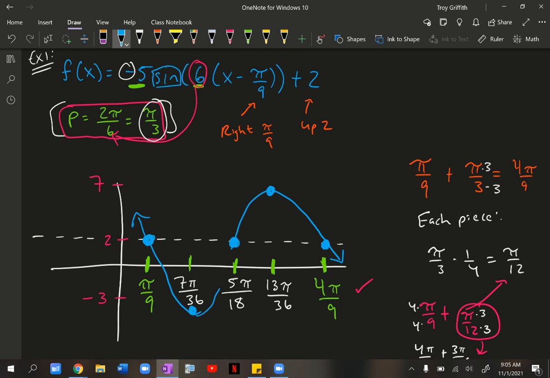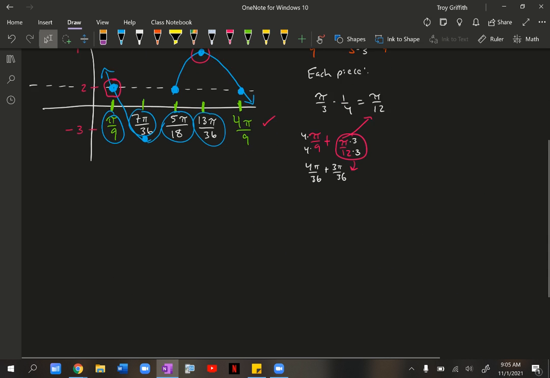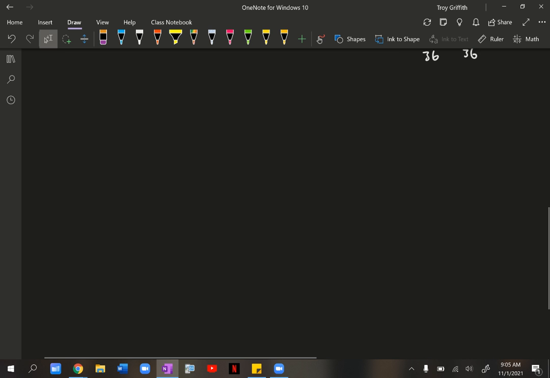So basically what this is telling me is that if I plug in any of these values that I've plotted right here into my original function, I'm telling you the answer that I'm going to get when I'm done. So if I were to plug in pi over 9 into this expression right here, when I'm done, I would get a value of 2. If I plugged in 13 pi over 36 into that expression and simplified it all down, I would get a value of 7, and so on and so forth. Okay? All right, one other example here.